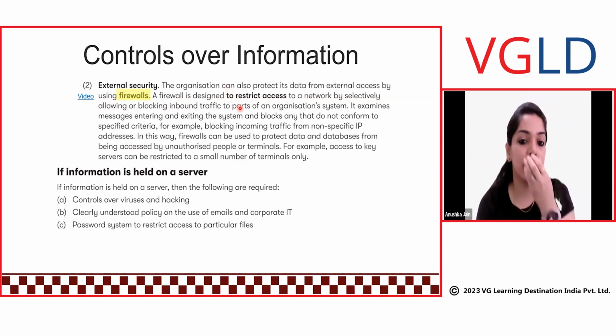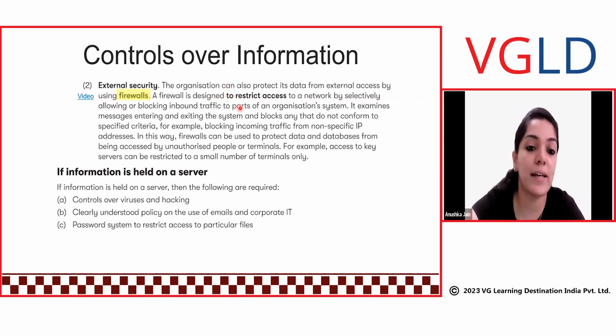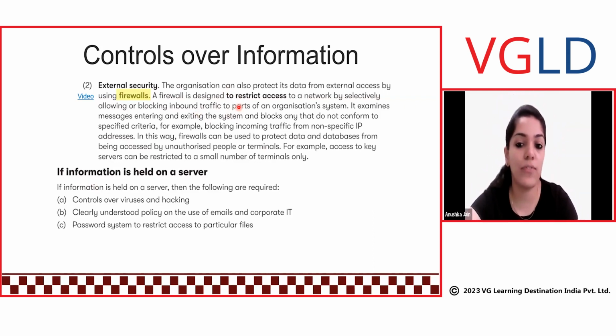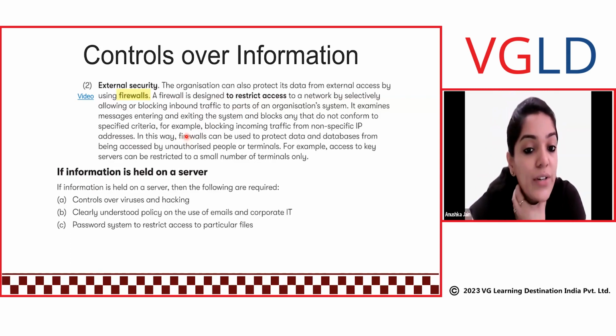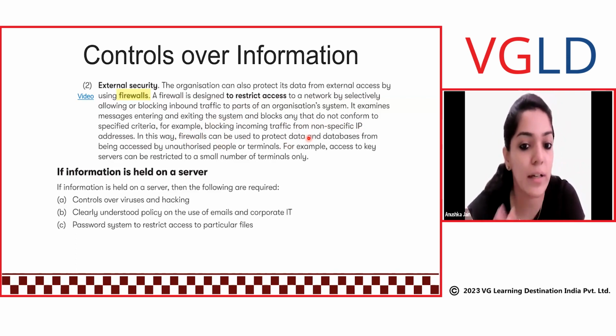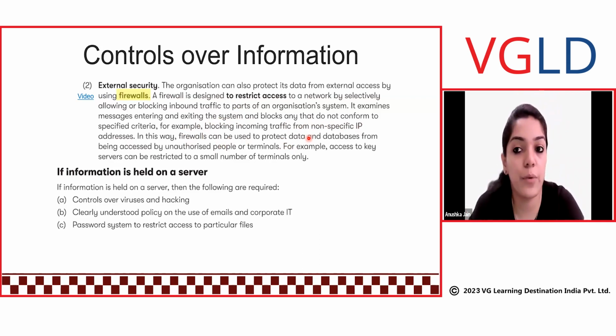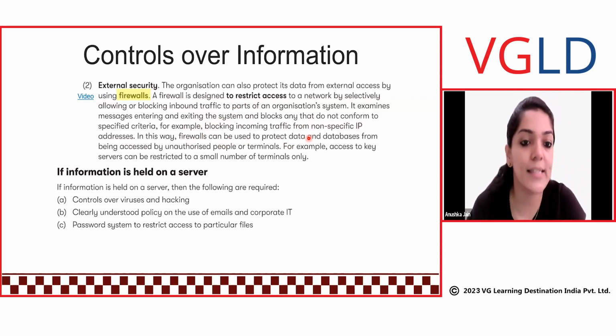A firewall is designed to restrict access to a network by selectively allowing or blocking inbound traffic to parts of an organization's system. It examines messages entering and exiting the system and blocks any that do not conform to specified criteria. For example, blocking incoming traffic from non-specific IP addresses. You can say non-HTTPS websites, they will not allow. Okay. Even I'll give you one example.